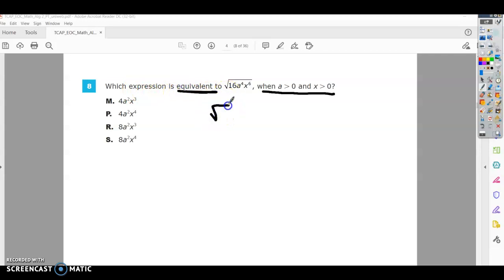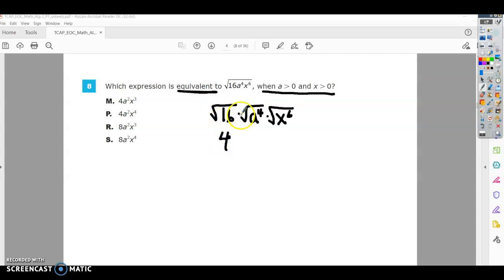So we're going to have square root of 16. We can break this into parts, and that's square root of a to the 4th times square root of x to the 6th. So all I did was break that up. So square root of 16 is just 4.